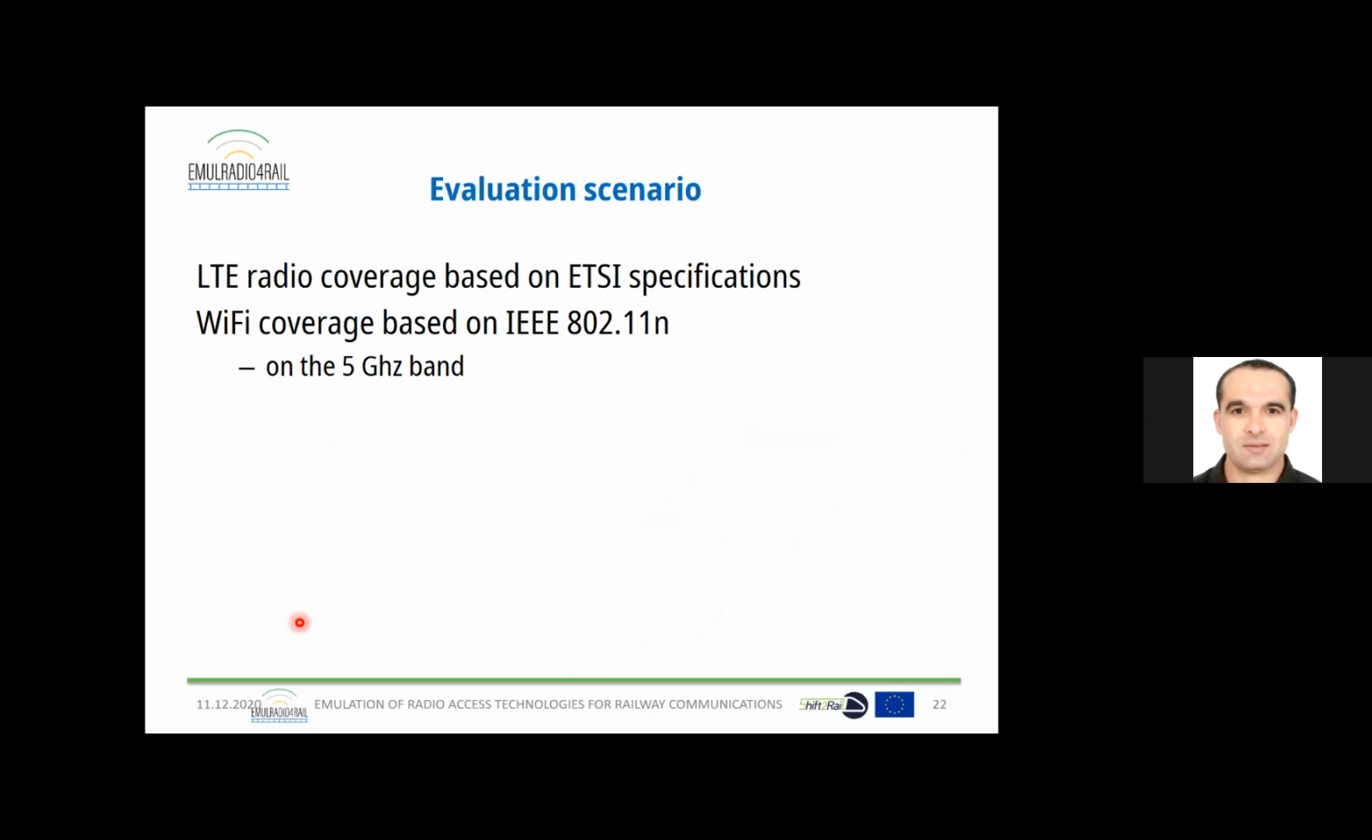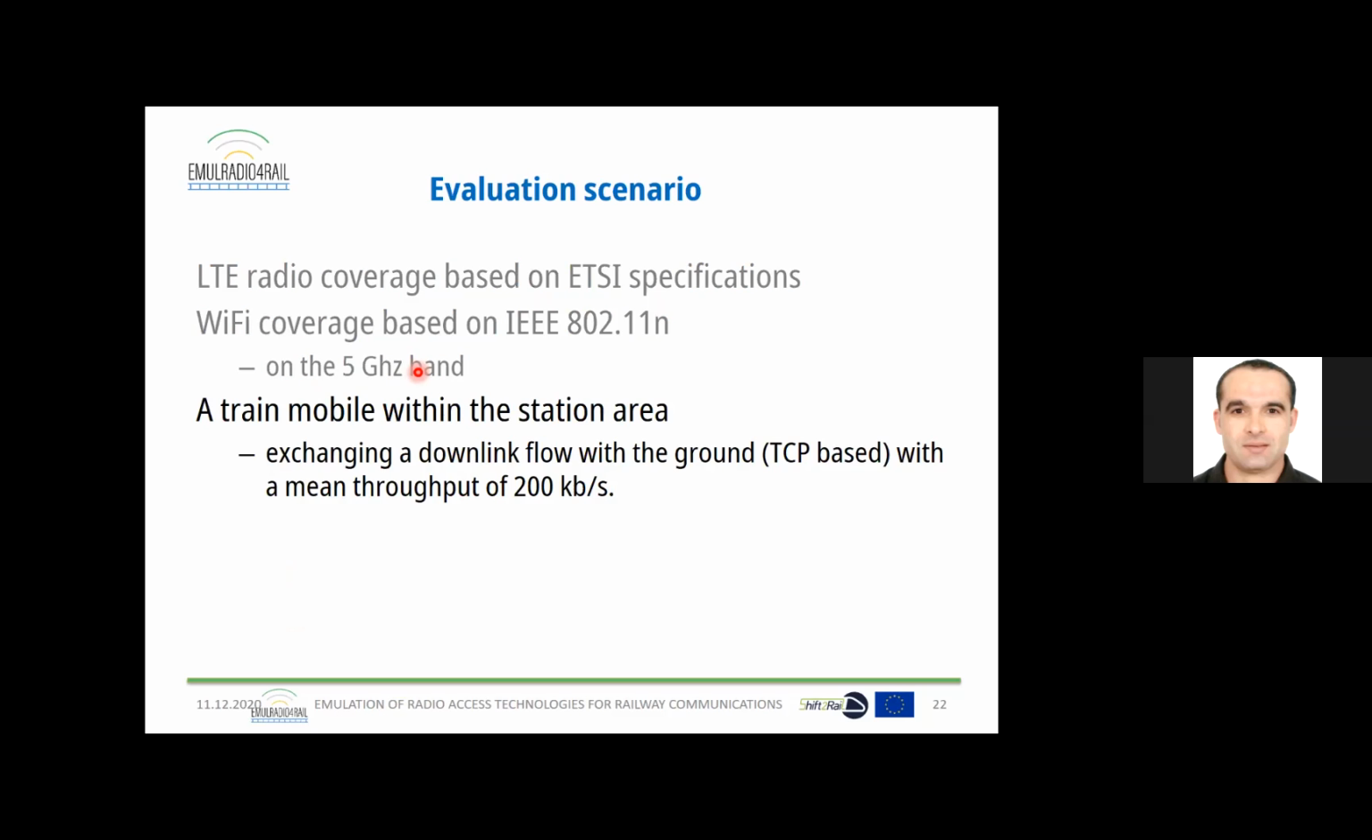So as an evaluation scenario, we consider an LTE coverage based on ETSI specification and a Wi-Fi coverage based on the 802.11n version of the technology and working on the 5 GHz band. And we consider a mobile train within the station area, so connected to Wi-Fi and LTE, and this train is exchanging a download traffic with the ground, so a TCP-based flow with a mean throughput of 200 kilobits per second.